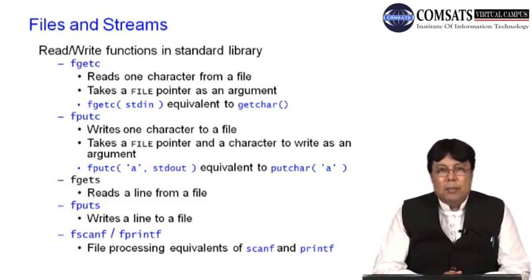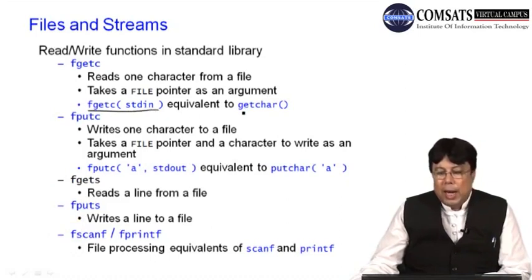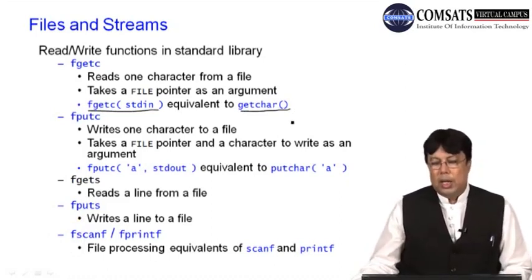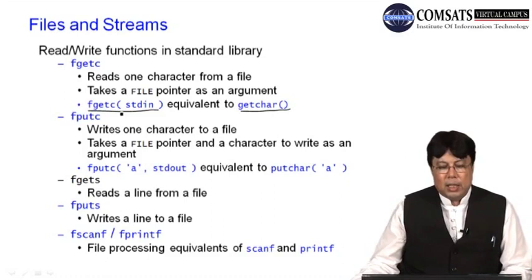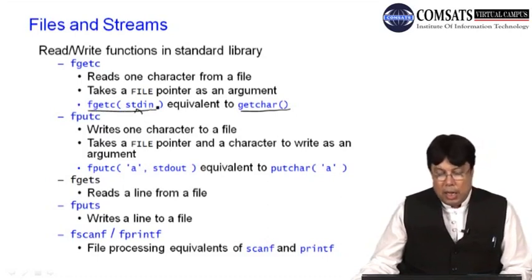This fgetc has a format which is equal to getchar, which you already use because you want to read from the keyboard. But getchar reads the character from the keyboard, and fgetc will read from the file. If we use stdin, and stdin is a device which is the keyboard, what does it mean? It means that fgetc with stdin and getchar perform the same task.